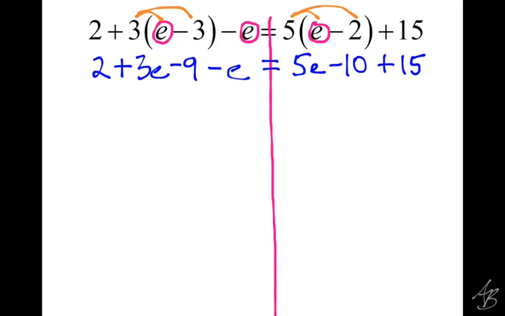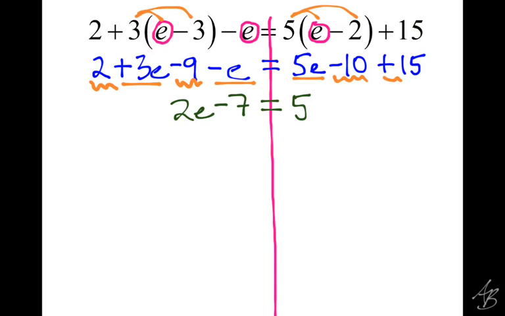After we distribute, then we combine like terms. 3e and a minus e combine to give us 2e. So 3e minus 1e is 2e. And then 2 minus 9 is positive or negative? Negative, because the 9 is bigger and the 9's negative, right? So we've got 2 positives canceling out with 9 negatives. When we do that, we're going to have negatives left over, so our answer there is negative 7. On the other side, there's nothing to combine with that 5e, so we just bring that down. And then the negative 10 and the positive 15 combine to give us, what's negative 10 plus 15? Positive 5.